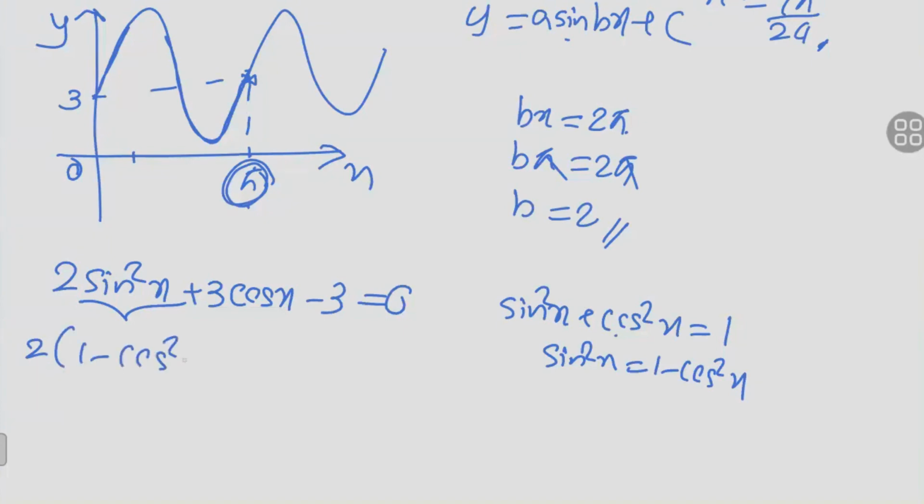Then you will get 2 times (1 minus cos squared x) plus 3 cos x minus 3 equals 0, which simplifies to a quadratic equation, make it equal to 0. Writing all the answers is a must, right? If you write all the answers, you get the marks, right? Then the prove-the-identity question also.